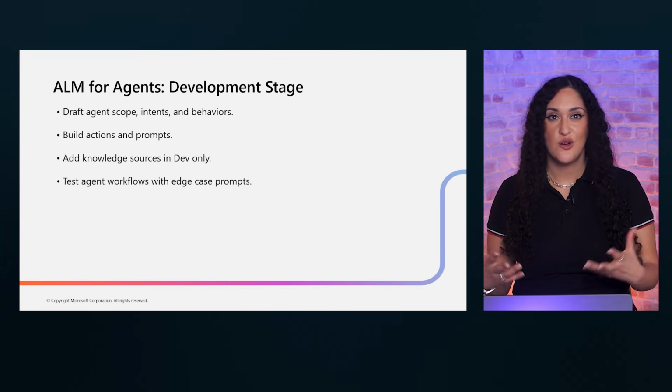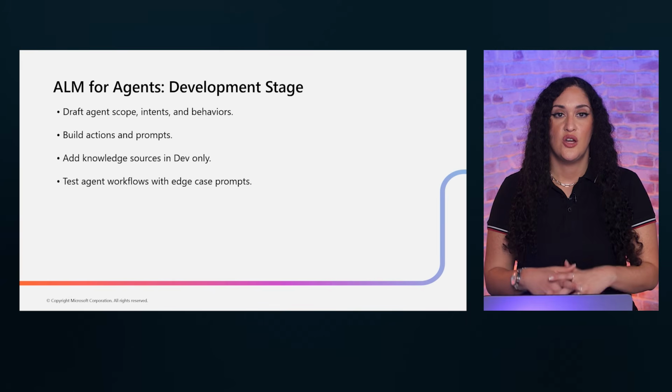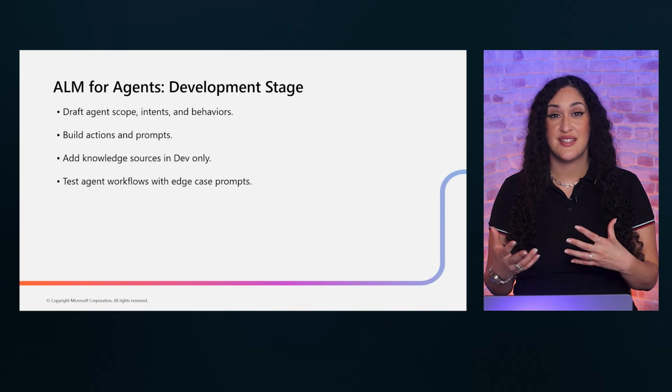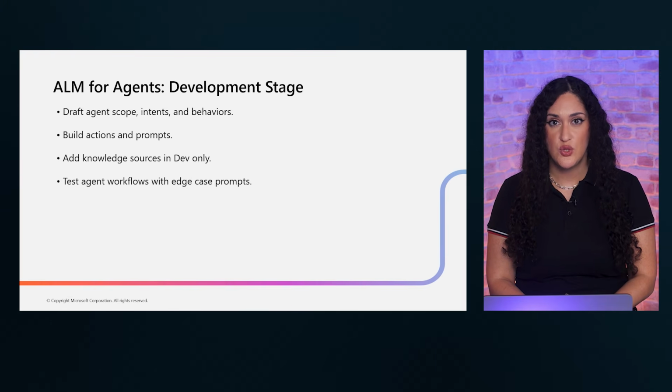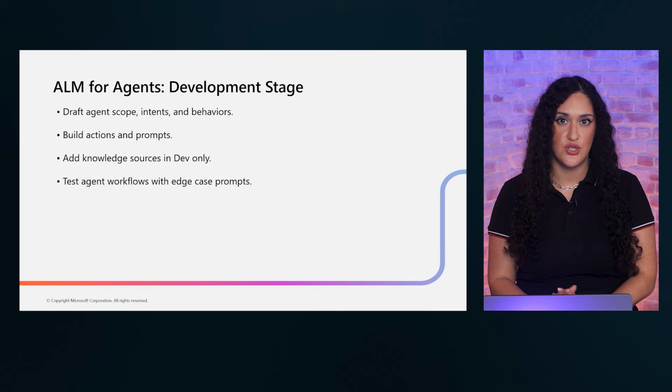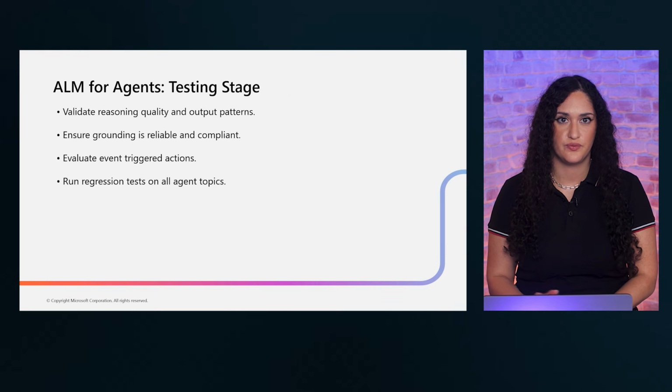The key best practice here is to keep development isolated. Knowledge sources should only be added and tested in dev first, never directly in production. The robustness of your agent depends on how thoroughly you challenge it during this stage.